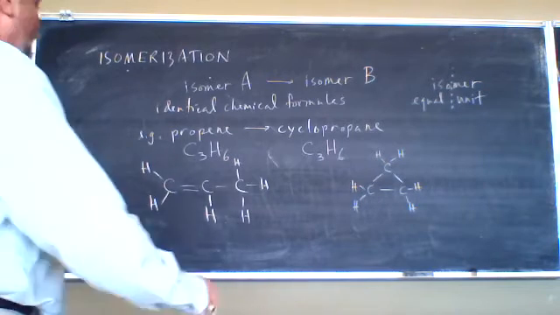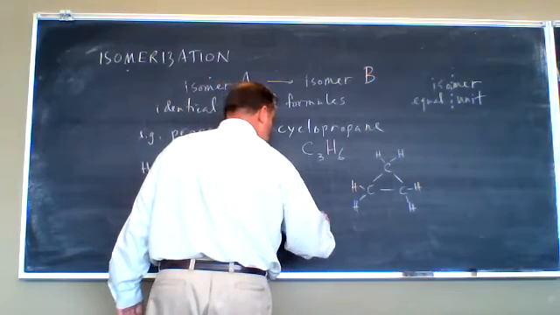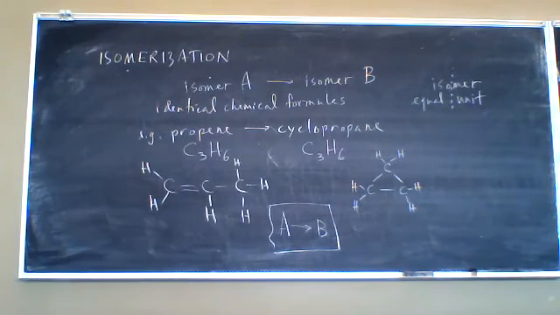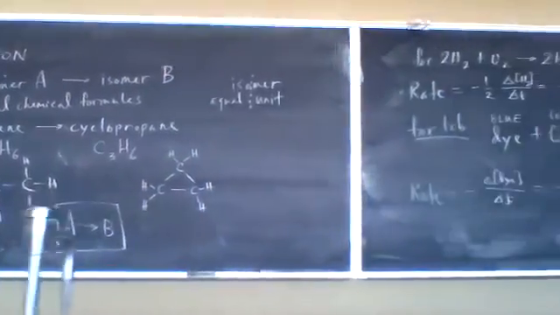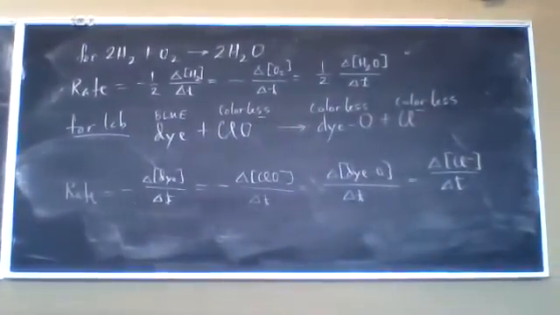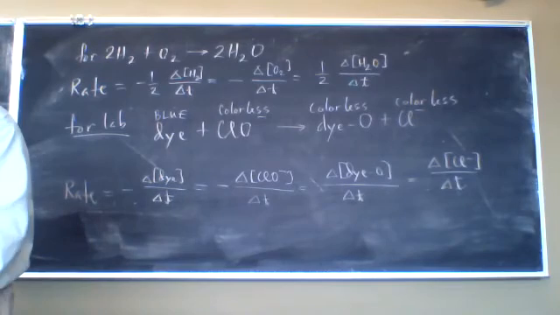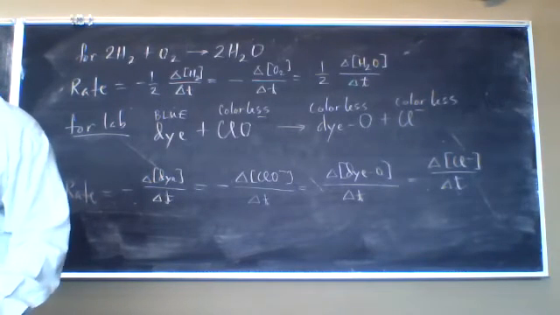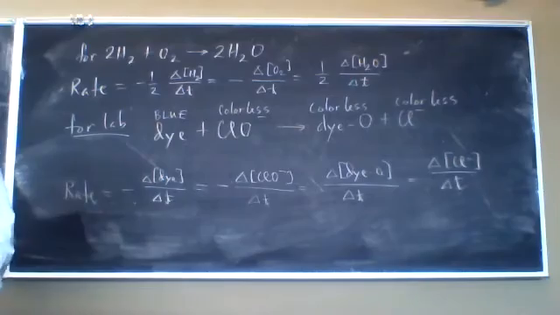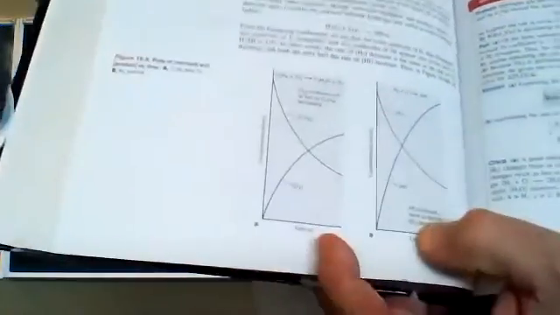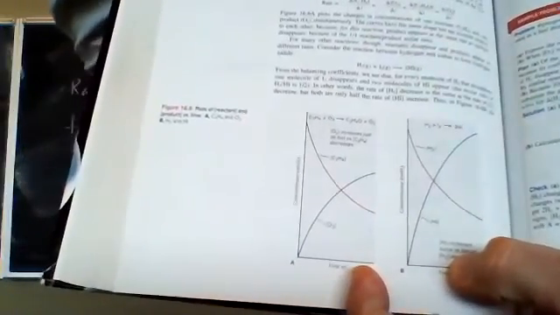So in an isomerization reaction, we can just write it as isomer A converting into isomer B. Now, in your textbook, they have a representation of this. So let me call your attention to figure 16.6 on page 696. So figure 16.6, actually 16.6a on page 696.